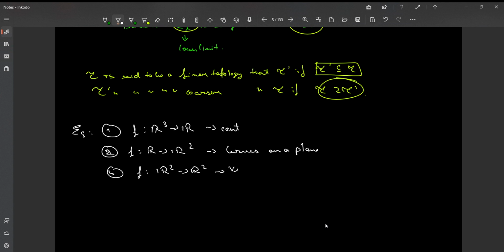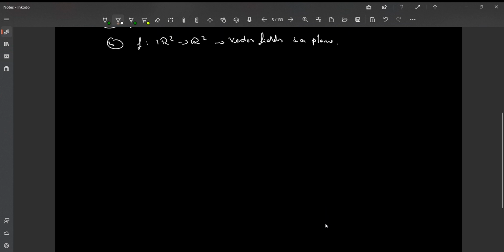Two: if you consider vector fields in a plane, that is a mapping from R2 to R2. These mappings are called vector fields in a plane. These are also examples of continuous mappings. So we have discussed a lot about continuous functions. Let us just discuss a few properties of it, or theorems related to it.